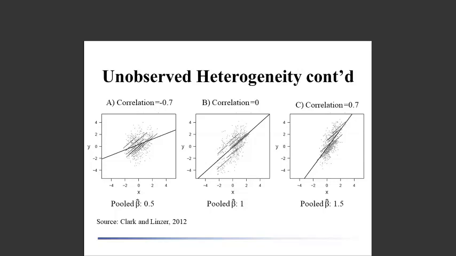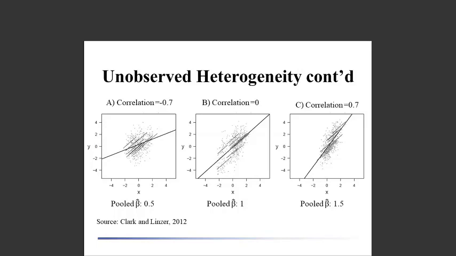So Clark and Linzer 2012, which I'll provide a reference to at the end, demonstrate what we mean by creating bias when we don't account for unobserved heterogeneity. They show this with some nice simulation models where they impose different degrees of correlation between the individual time invariant unit effects, alpha, and the independent variable x. And in the center, B, we can see the case where there's no correlation between alpha and the independent variable x. And we can see that there'd be an unbiased estimate of beta equal to 1 in that case.